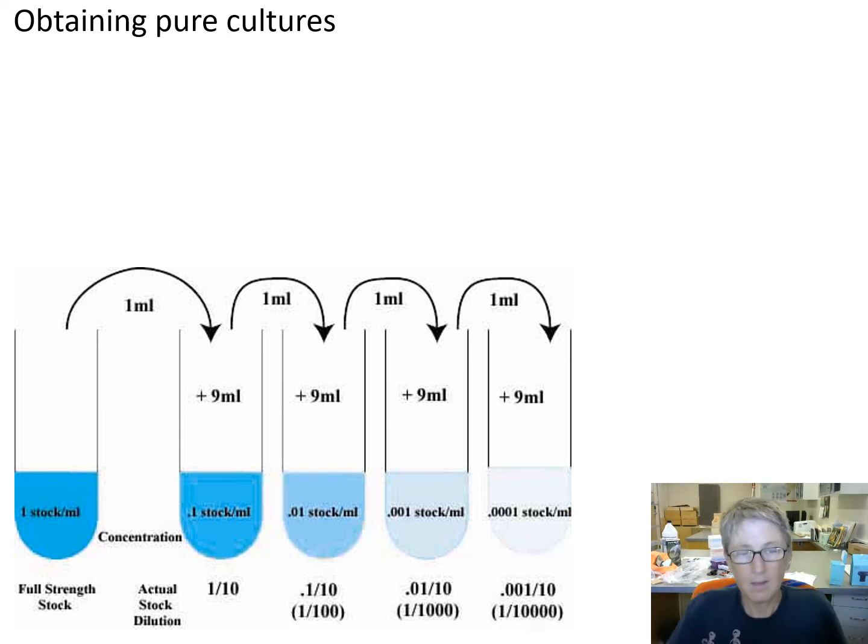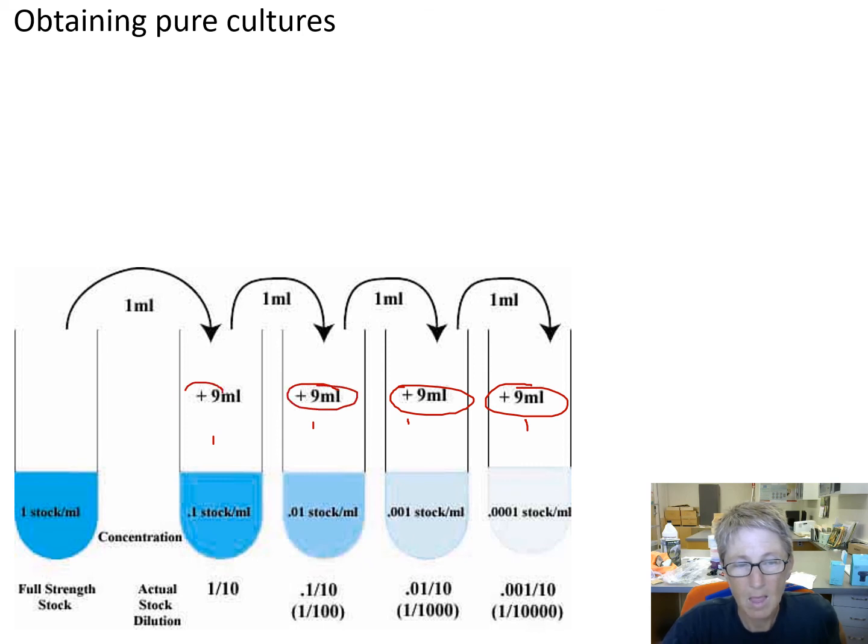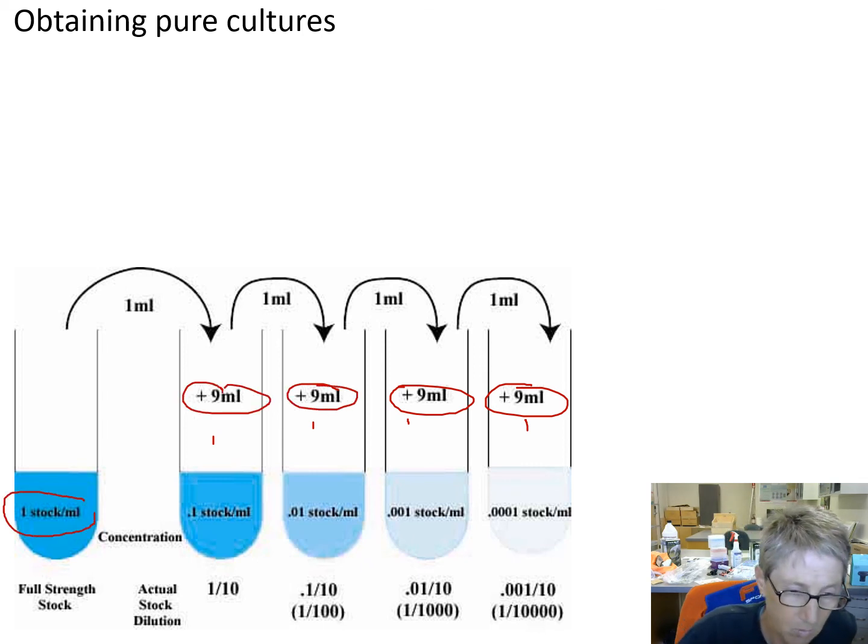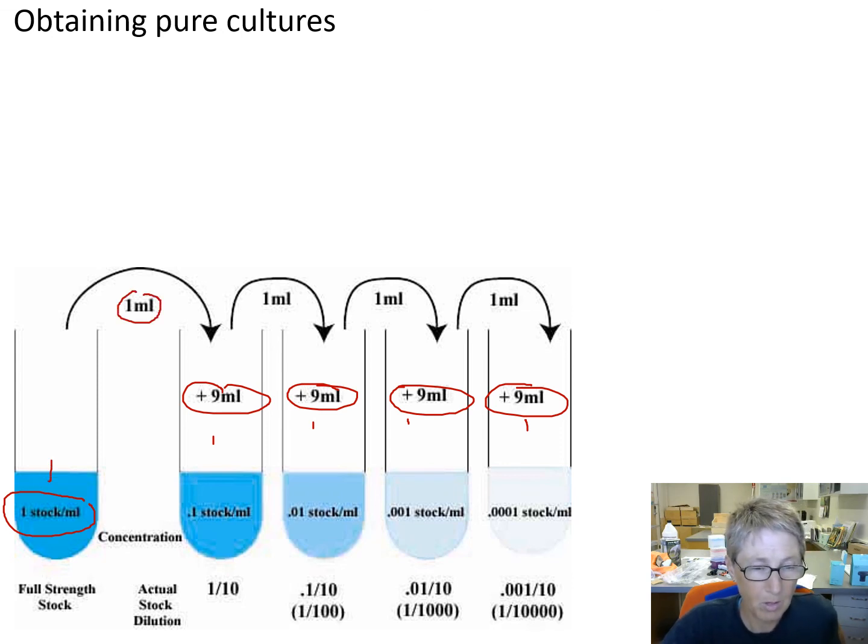You could also use this other technique where you obtain pure cultures. So what you do is you set up your tubes. You set up the 1 to 10, 1 to 100, 1 to 1,000, 1 to 10,000, and you put 9 mils of media in each one of these tubes. And then you go get your original stock, which is called 1, and you take 1 mil from your original stock. So your microbes are in here in a media. They're undiluted. You take 1 mil out of the undiluted stock, or the full strength stock, and you put it in 9 mils of media.